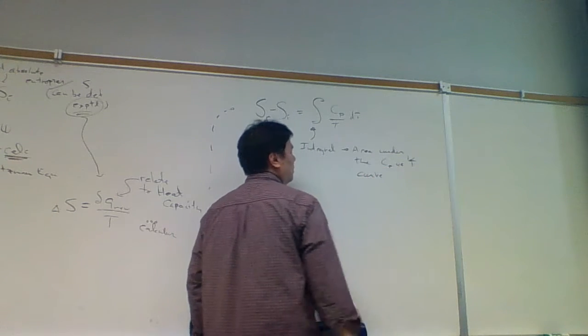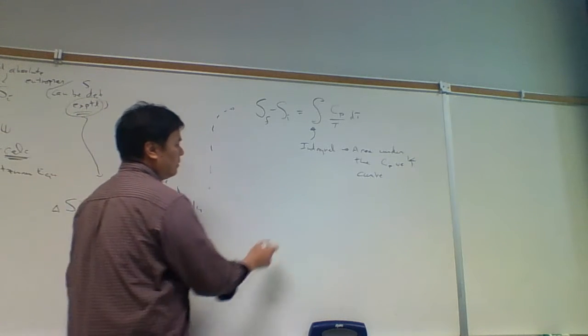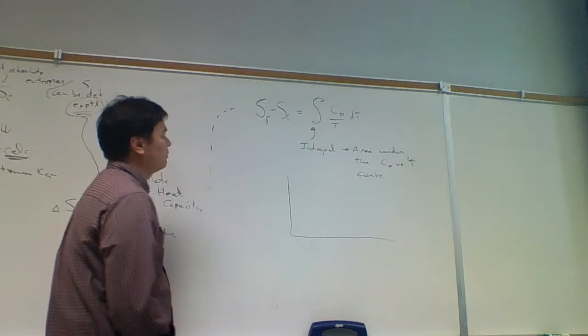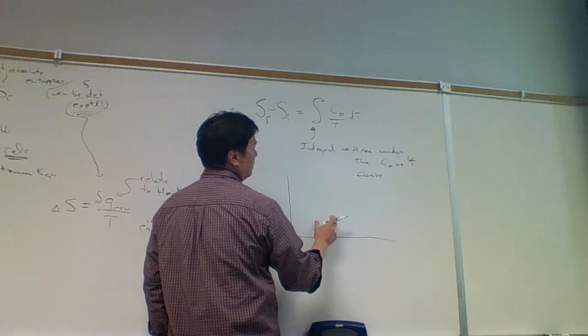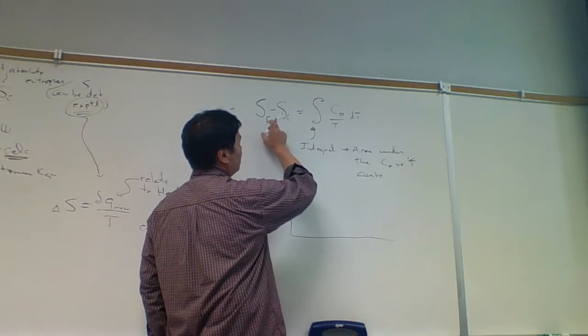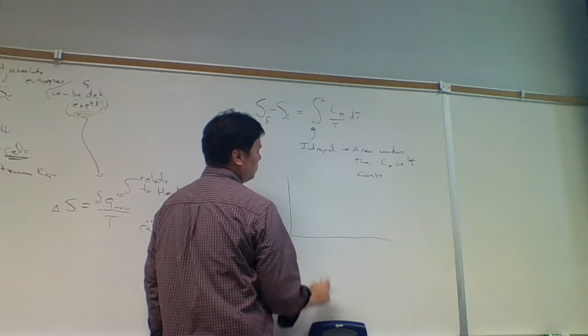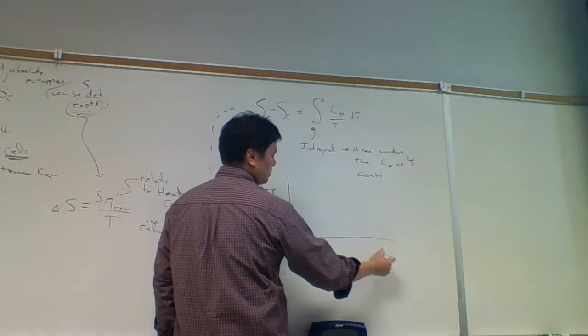Essentially, what it's going to look like is something like this. If I want to figure out the change in the entropy, I have to figure out what my initial entropy is and the final entropy. I can do this by looking at the initial temperature and the final temperature. In other words, I'm going to measure the heat capacity at different temperatures.